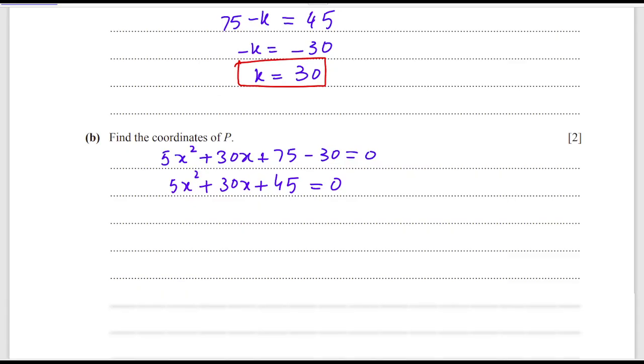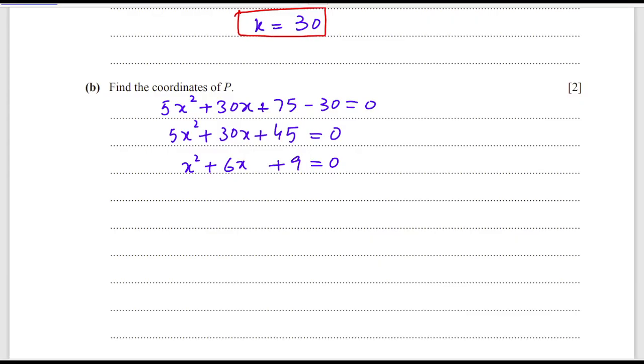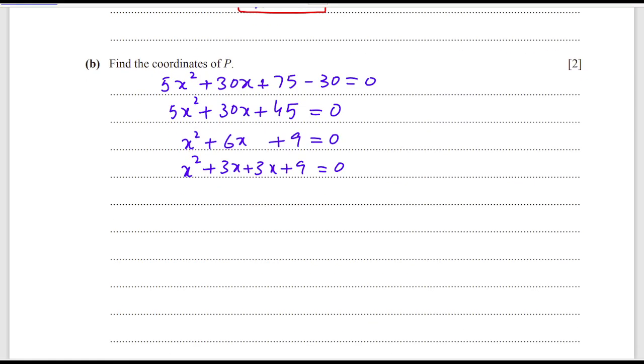Take 5 common and divide to the right, so this equation can be written as x square plus 6x plus 9 equal to 0. Now solve this quadratic equation. Solving a quadratic is a required skill in Pure Maths 1. So you have to show your method whenever you solve a quadratic equation. So we can solve a quadratic by completing the square or by using factorization. This equation can be factored down just by 3x plus 3x.